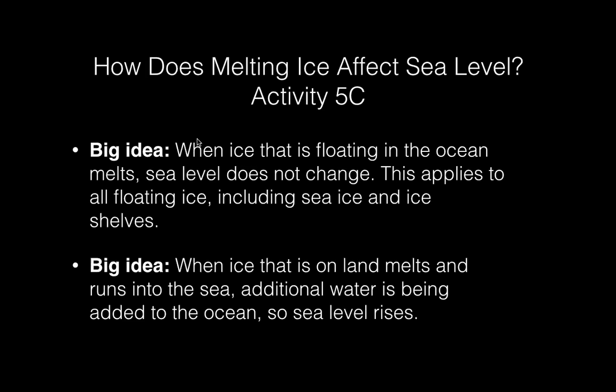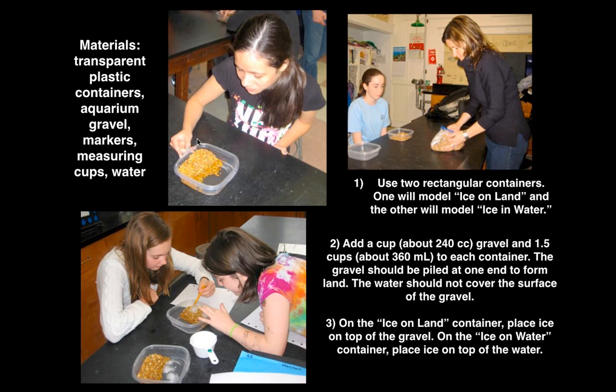And then the last activity that I'll talk about tonight is activity 5C, which is called How Does Melting Ice Affect Sea Level? And this one is a little bit more simplistic than the other 2, but it also worked well, I thought. The overarching idea with this one is that when ice that's already floating in the ocean melts, sea level doesn't change. So this includes all floating ice. But when ice that's on land runs into the sea, so glaciers and ice sheets, additional water is being added to the ocean. So in this case, sea level does rise.